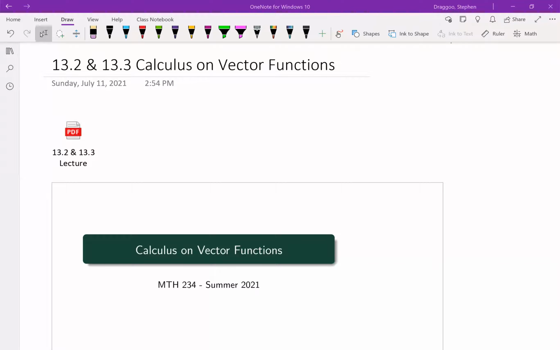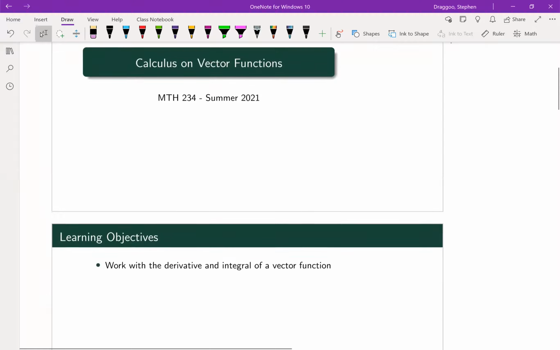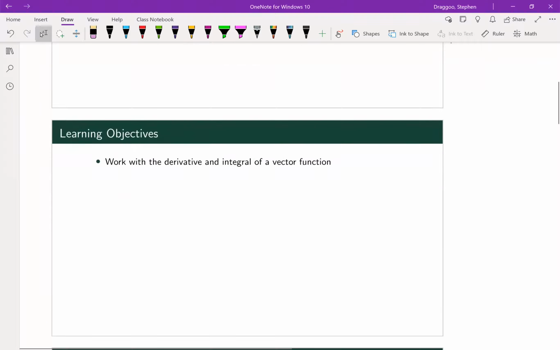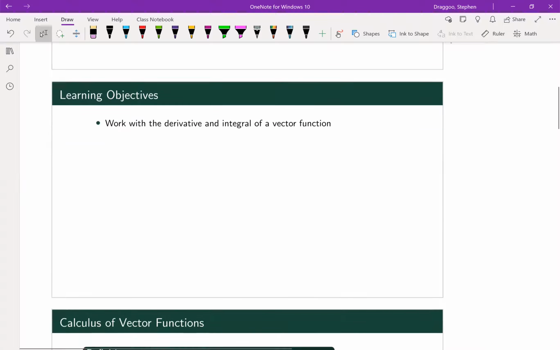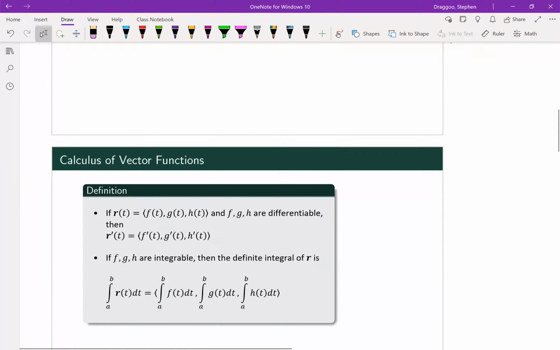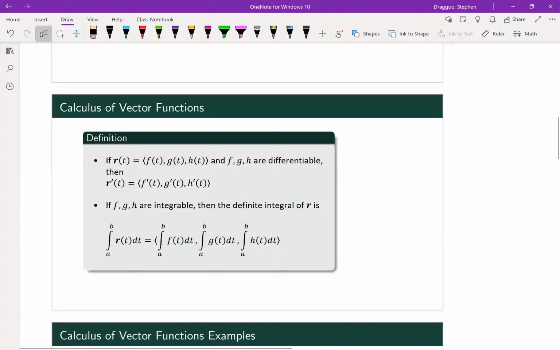Right, and let's take a look at sections 13.2 and 13.3, which covers some calculus on vector functions, which means we're going to be looking at integrals and derivatives of vector valued functions. So just the one learning objective this time. That's to work with that derivative and integral. So a couple of those definitions.